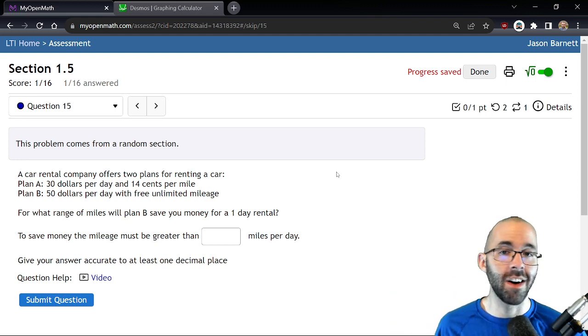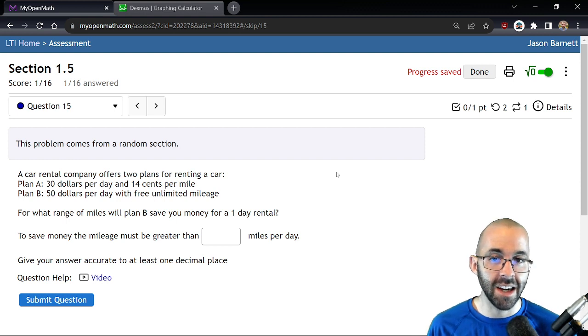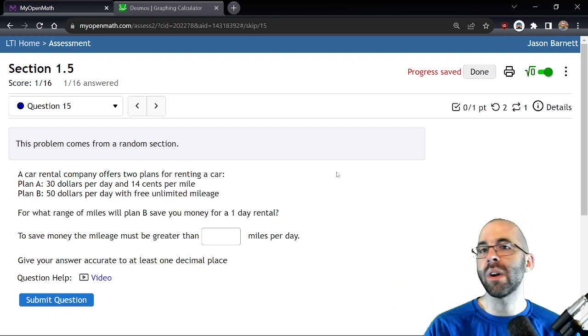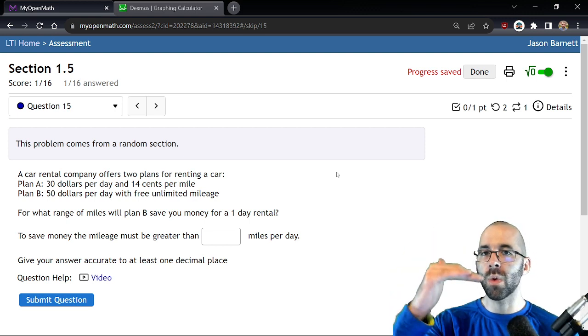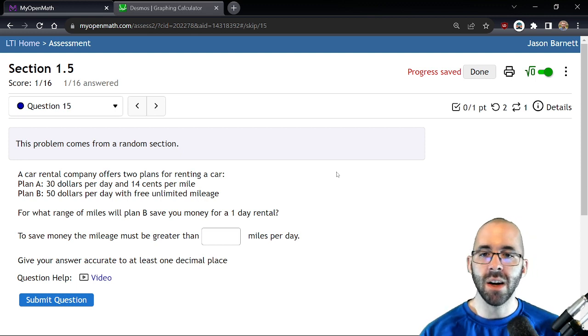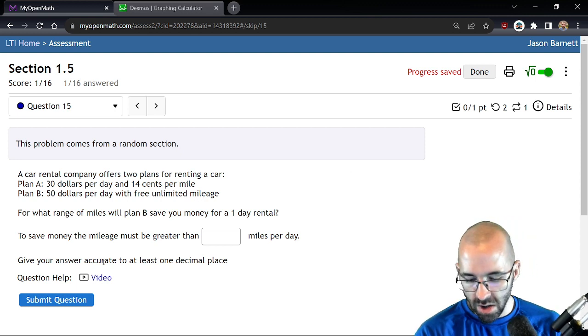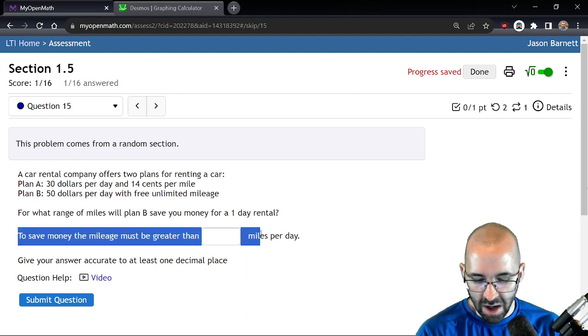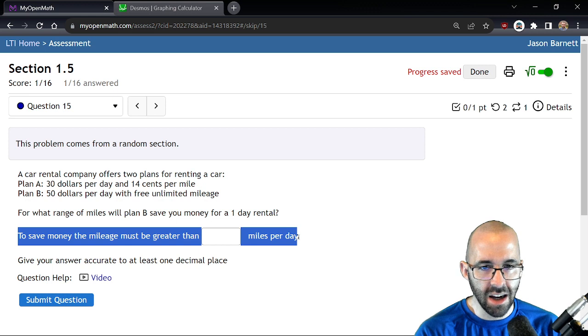There's a lot going on here. A lot. So let's just start with what we want to find and work our way back. That's a good problem-solving strategy for application problems. Let's write down what we want. We want to know, to save money, the mileage must be greater than something miles per day.